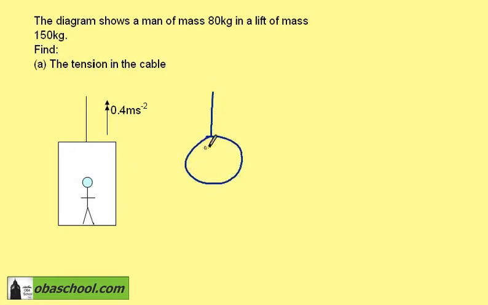So here we have our cable, and 80 plus 150 is 230. So we consider a combined object of mass 230 kilograms being lifted by the cable. The weight then is 230 times the acceleration due to gravity, and the tension is upwards. We know this system is accelerating upwards at 0.4 meters per second squared.